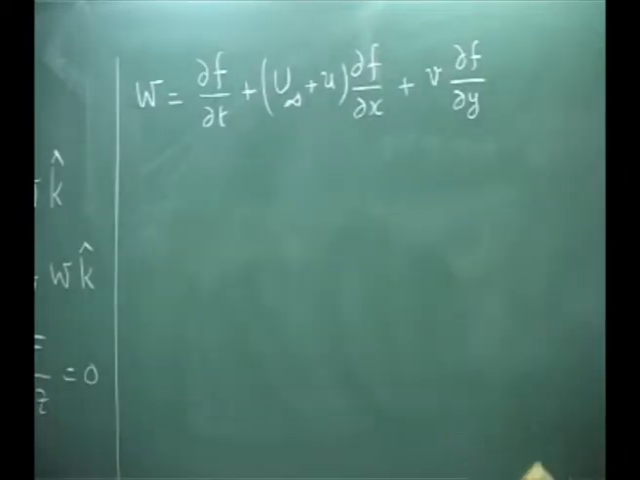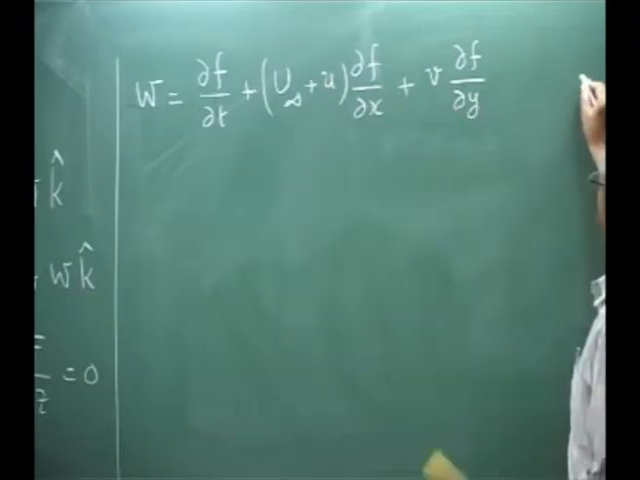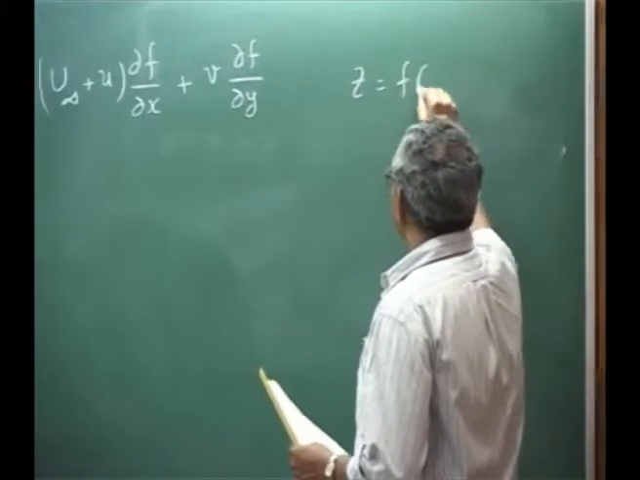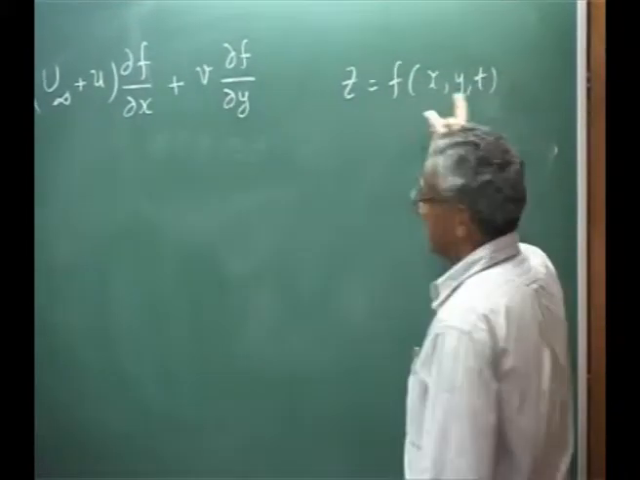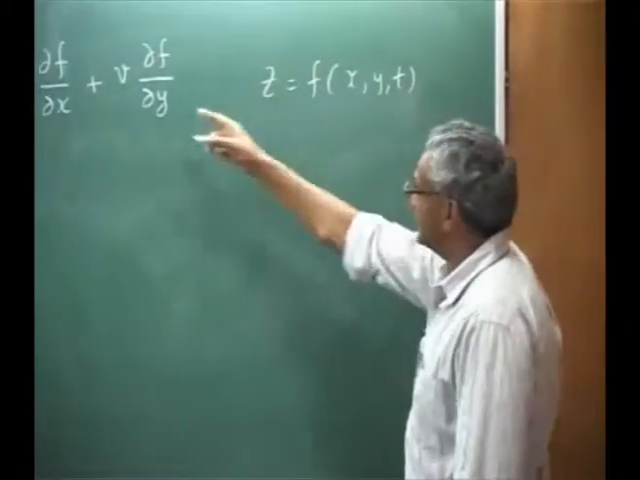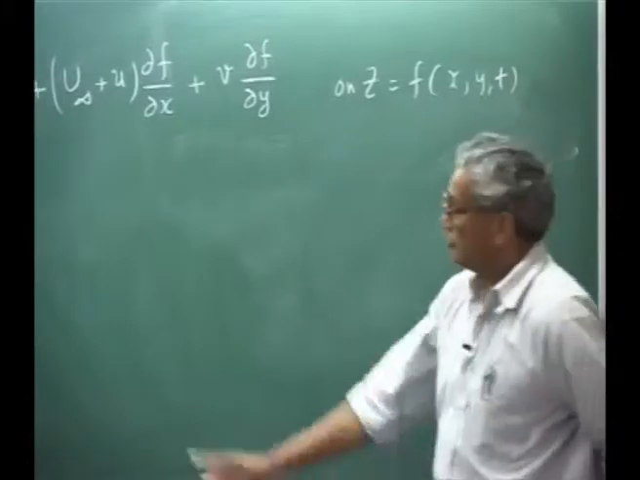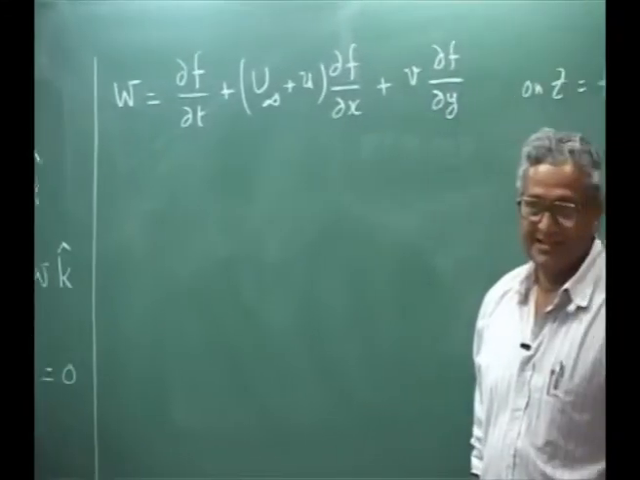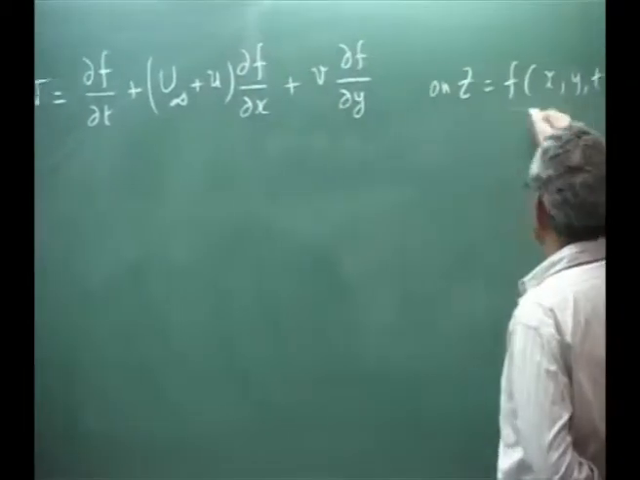Now this is on, please understand, on z equals f of x comma y comma t. This is the surface. This condition is on this surface. W is the flow velocity, right? And you know that f is this function.